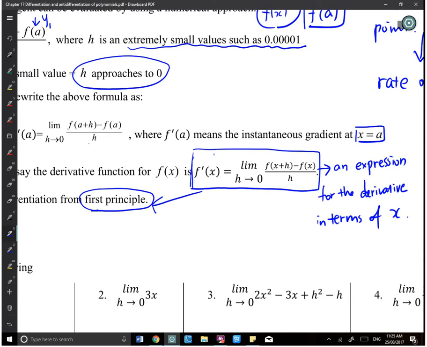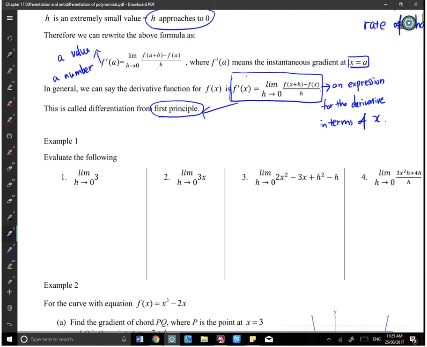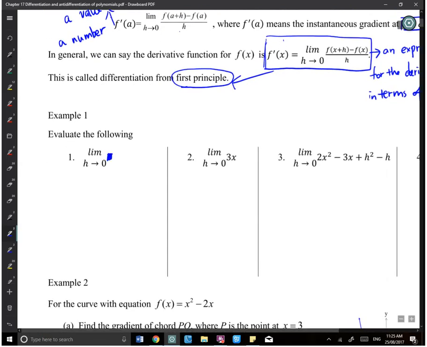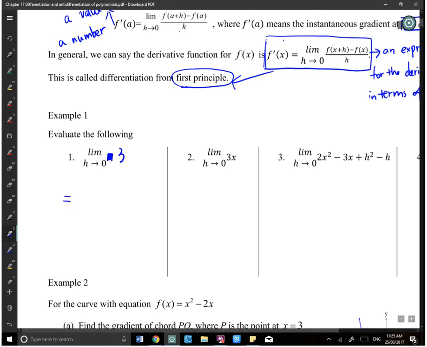So for first principles, let's have a revision on how we evaluate limits. Let's write the 3 a little bit far away. The 3 is the function here. The limit as h approaches 0 of 3. What do you have here? The limit of a constant is not 0, it's 3. It's the constant itself.